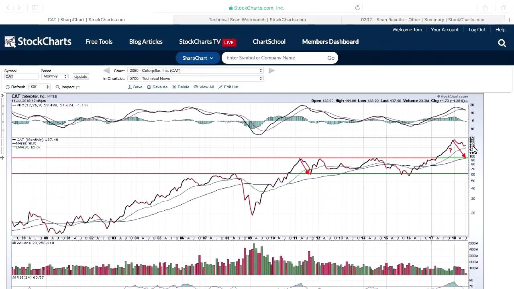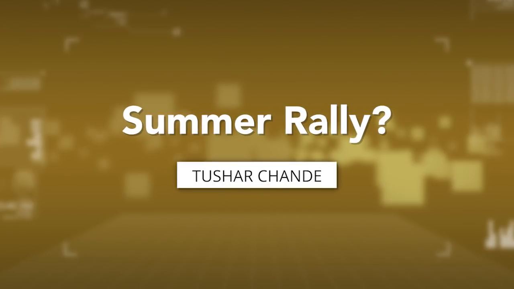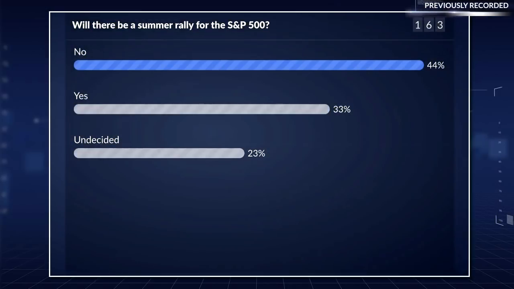We did have a poll, and I wanted to go ahead and bring that up if we could. We were polling the audience to see whether or not they believe we're going to get a summer rally this year, and I'm kind of interested to see the majority at this point saying no. Well, not the majority, but the highest percentage, 44% going with no, 33% saying yes, and 23% undecided. I think that's kind of about where you're sitting, I'm assuming, Tushar.